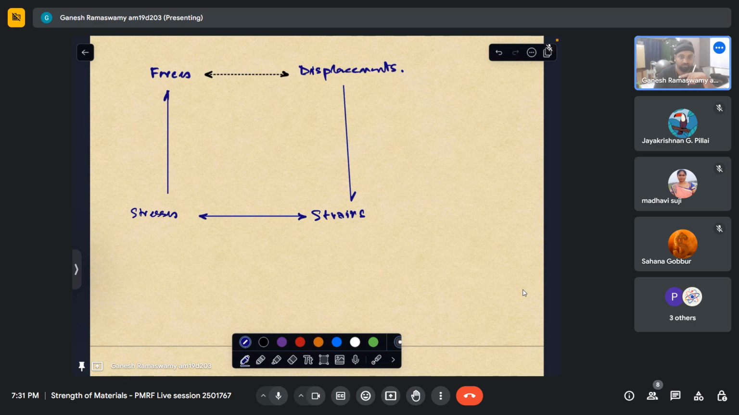So basically from displacements to strains, how do we get? There are something called strain displacement relations.